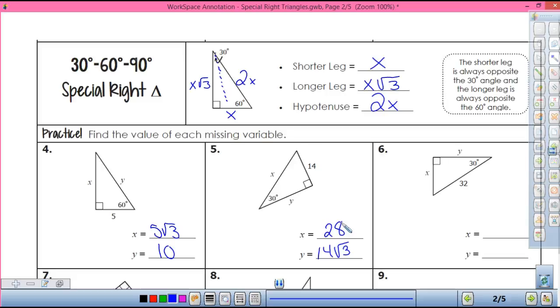So number 6, what are they giving us? The hypotenuse. So it should be easiest to go from hypotenuse to what? To short leg. So hypotenuse to short leg, I get 16. I just gotta take half of it, because undoing doubling it would be to take half of it. So that makes my long leg 16 root 3.